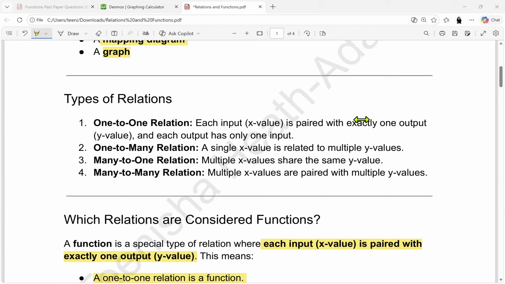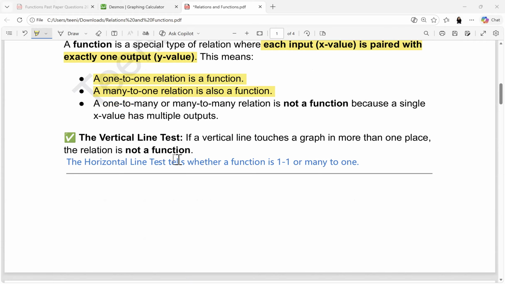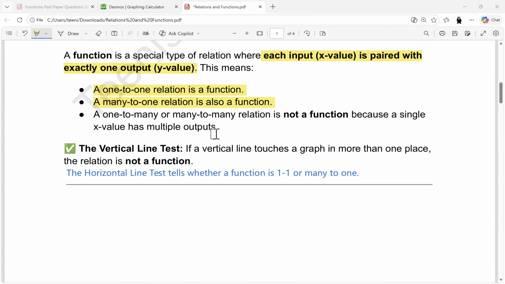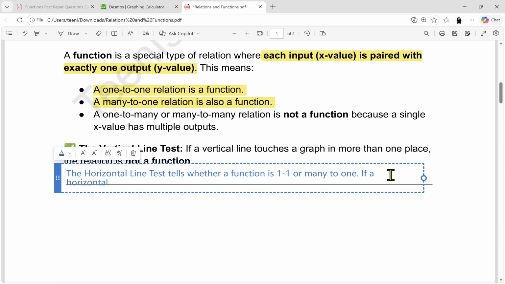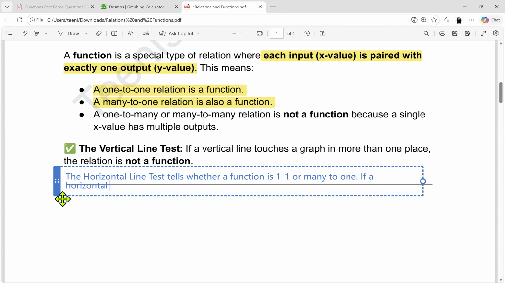You are correct in that the horizontal line test tells us whether a function is 1 to 1 or many to one. But what in particular, when we draw the horizontal line, what are we looking for? Anybody? Just like with the vertical line test, anybody know what is the criteria, what we're looking for with the horizontal line test?